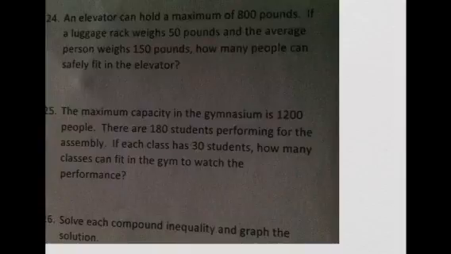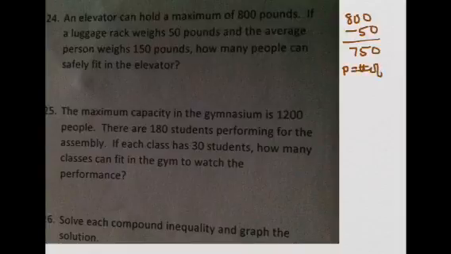So we subtract the 50 pounds because that's constant, that's inside the elevator. So we're going to do 800 minus 50. So that's going to be 750. And the average person weighs 150 pounds. So we'll say P is the number of people. So 150 P, because that's the weight of each person, the average, is going to be less than or equal to 750.